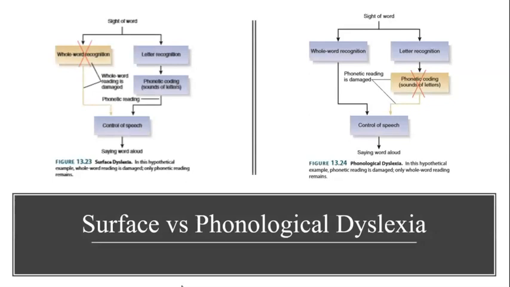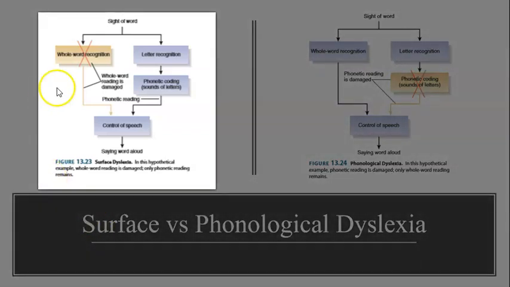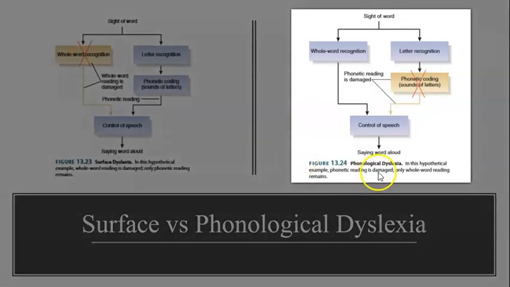And then here I have provided another diagram to demonstrate the difference between surface and phonological dyslexia again. So you can see in surface dyslexia, the whole word recognition is impaired, so we only have phonetic coding left, whereas in phonological dyslexia, the phonetic coding is damaged, so we only have whole word recognition left.